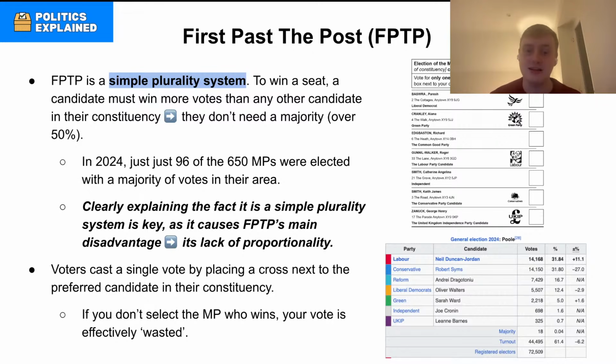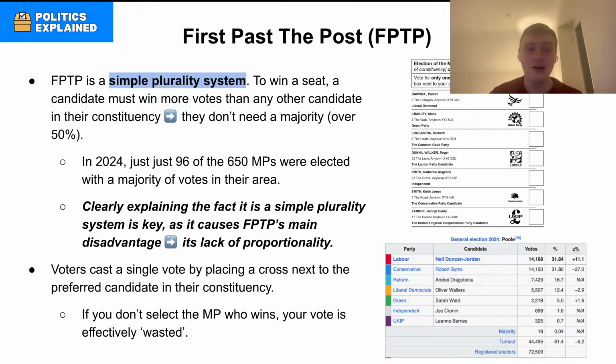Clearly explaining the fact it's a simple plurality system is key, as it causes first past the post's main disadvantage. The fact that most MPs don't have majority support within their constituency is the fundamental cause of the fact that first past the post isn't a very proportional electoral system. So when I said at the start, you want to be bringing in this explanation of the electoral system into your analysis. For first past the post, bring in the fact it's a simple plurality system, is the really key thing that you're going to want to be doing.